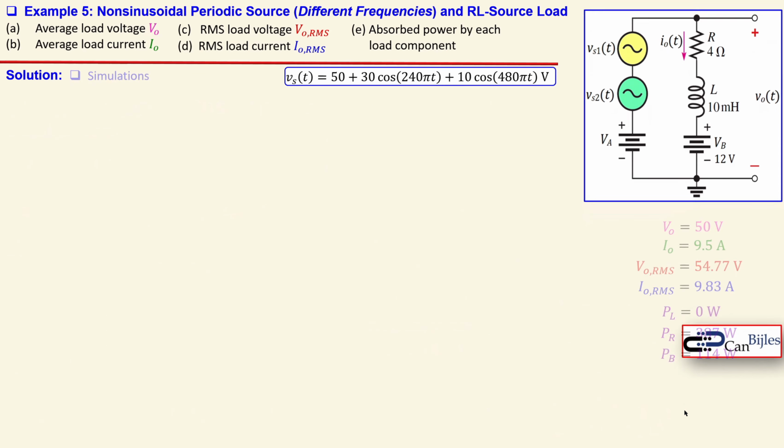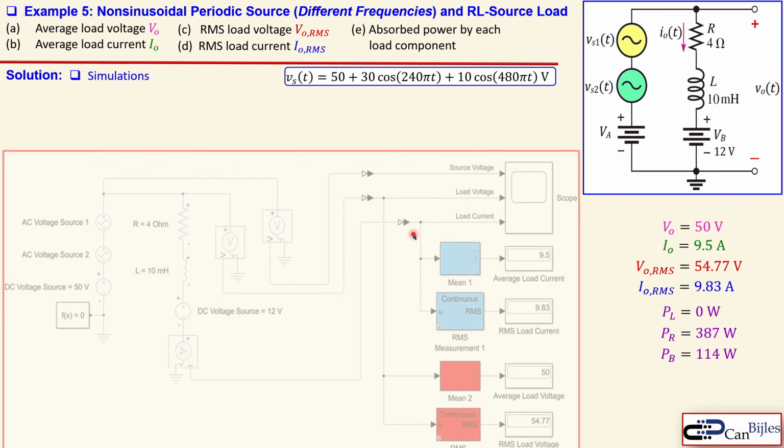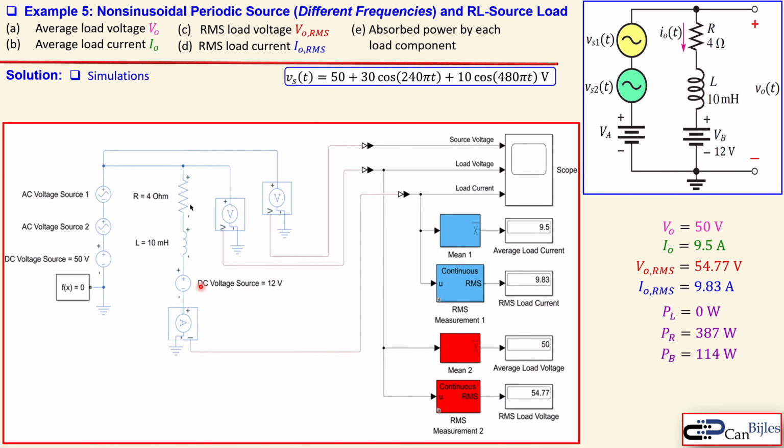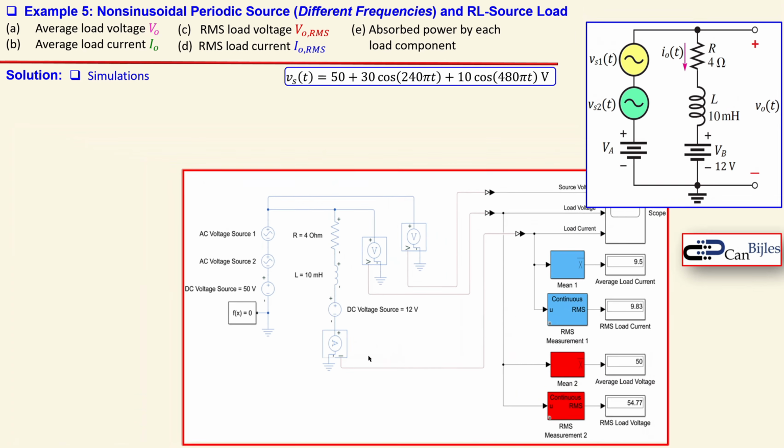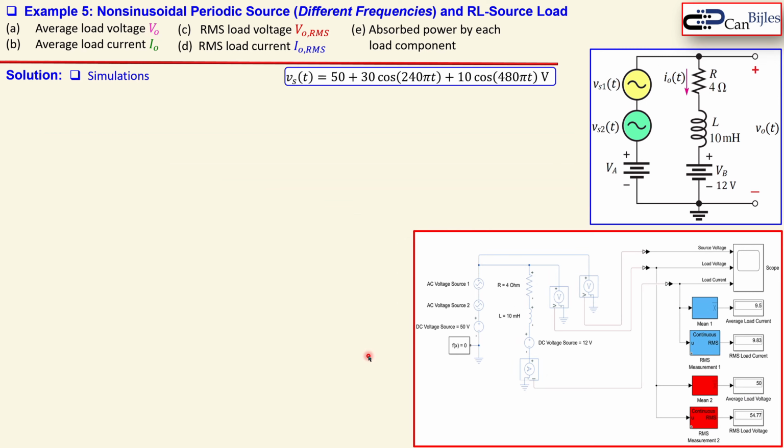Okay, now we have everything. Let's collect them together here and then go to the simulation results. This is now the circuit in Simulink. Let's go one by one. Average load current 9.5 amps. The RMS load current 9.83, also verified here. So everything is checked. Let's also see the plots.